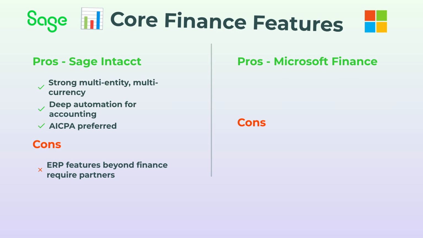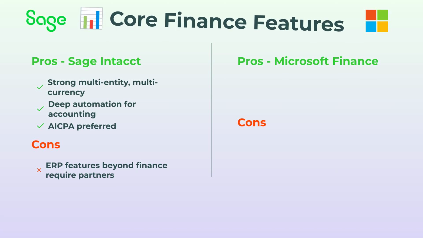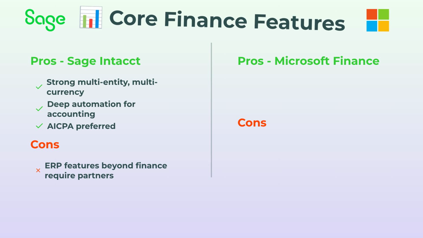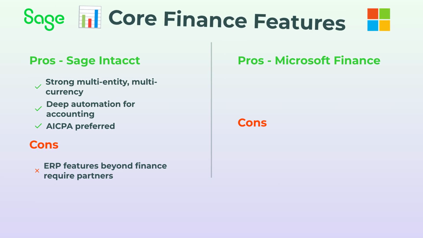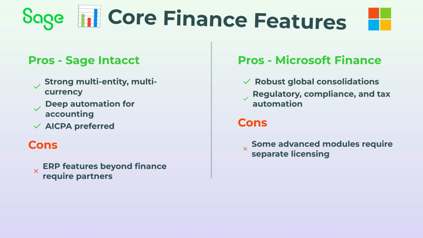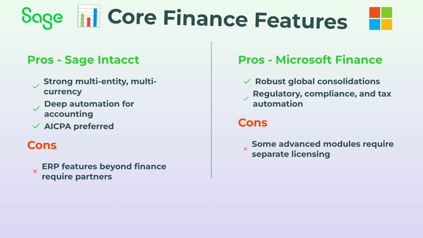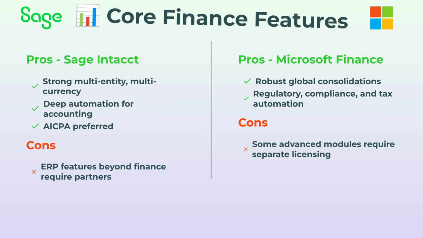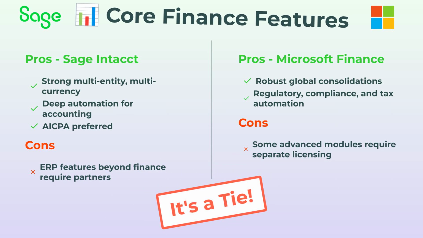Alright, moving right along to core finance features. Both of these are really solid here. Sage Intacct, multi-entity, multi-currency, you name it. It's got deep accounting automation and is even the AICPA's preferred solution. Pretty impressive. Microsoft's got crazy strong consolidation, regulatory compliance, and handles global currencies and taxes with ease. But some features, like advanced automation, may need a little extra in the licensing department. Honestly, this one's a tie. They both bring their A-game for core finance.